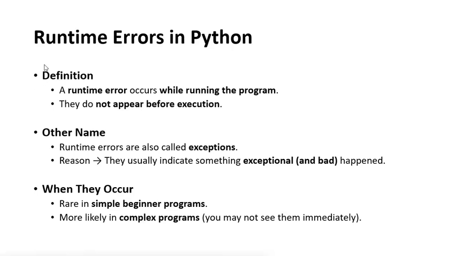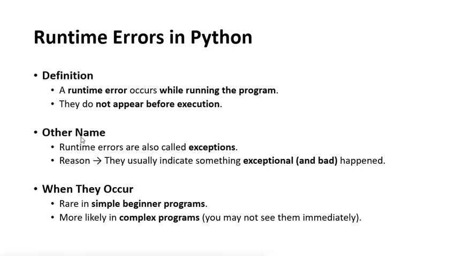Let us understand runtime errors in Python, which means an error that occurs while running the program. When you start executing the program, then this runtime error will occur. They do not appear before execution. Only when you start the execution will they appear. Before starting the execution, you can't see any runtime errors.